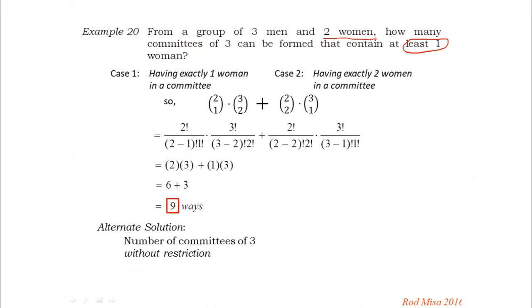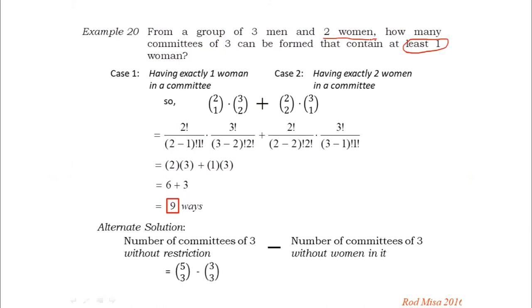So first, consider the number of committees of 3 without restriction. In other words, you are choosing your committees of three from this group of five people, regardless of their gender. And this will be subtracted by the number of committees of three without women in it, because having at least one woman is the complement of without women at all. But we can solve the committees of three without restriction by solving for the combination of five taken three at a time, because you will be choosing three out of five people, because there is no restriction here.